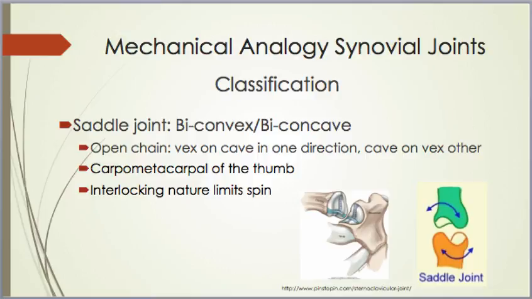Next, we have our saddle joint, which is our biconcave, biconvex surface. So here in the picture on the right, you can see that when we go in this direction, as shown with the green bone, we have a concave surface moving on a convex member. But when we go the opposite direction, we have a convex on concave. So we'll get slide and glide in one direction, and roll and glide in the opposite direction the other way.